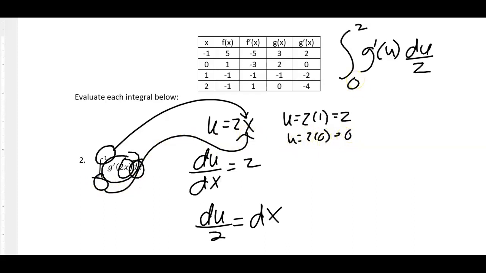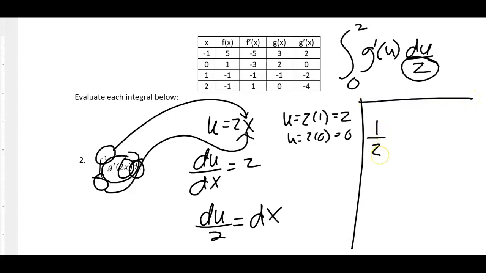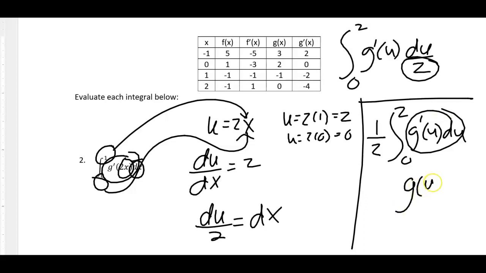That goes there. I'm going to go ahead and take this 2 out that's on the bottom. You've got to keep in mind that since it's on the bottom, when you take it out, it's a half because it's in the denominator, right? Now we integrate the g prime and we get g. And there's a half in the front there.